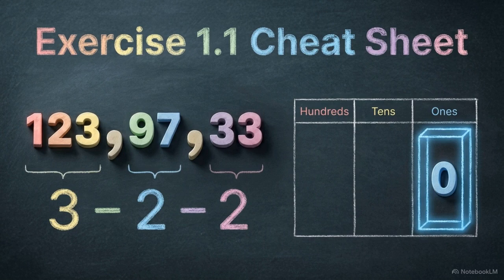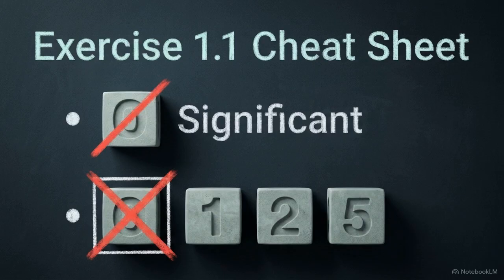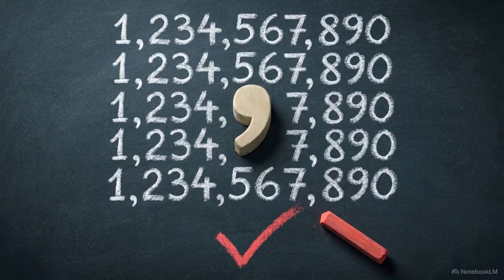The entire exercise is built on 4 core rules. Follow the 3-2-2 comma structure. Use zeros as placeholders. Exclude 0 from significant digit calculations, and never start a whole number with 0. Internalize these 4 rules, and you can reliably construct and navigate large numbers throughout this chapter.